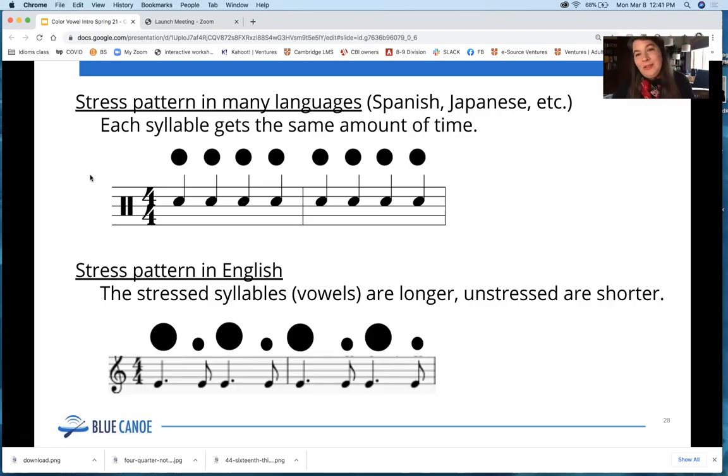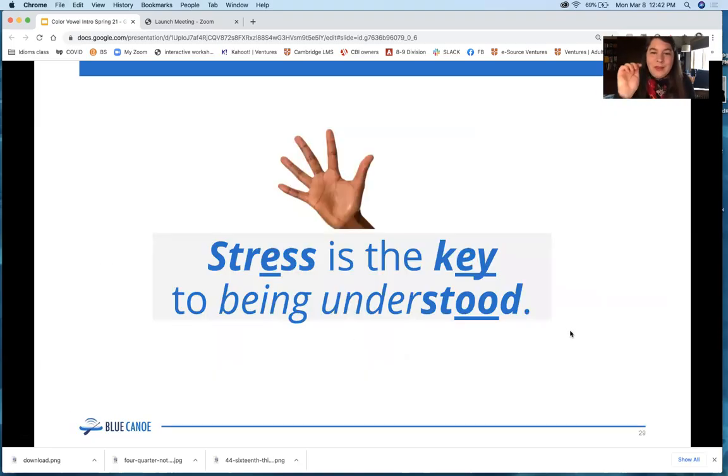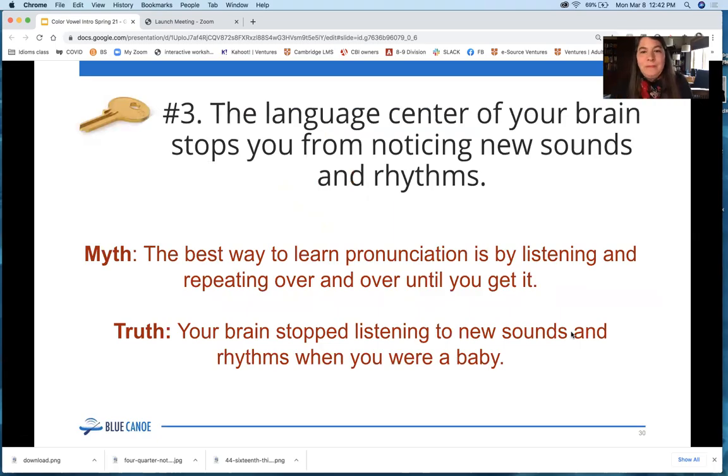These are very different. If you speak English with this stress pattern, it's very, very hard for people to understand, even if your pronunciation is good. They can't hear the important parts, and people say, what? Can you say that again? You say it again, they say, what? Probably this is the problem, the difference in stress. I can't tell you how important this is. Stress is the key to being understood.